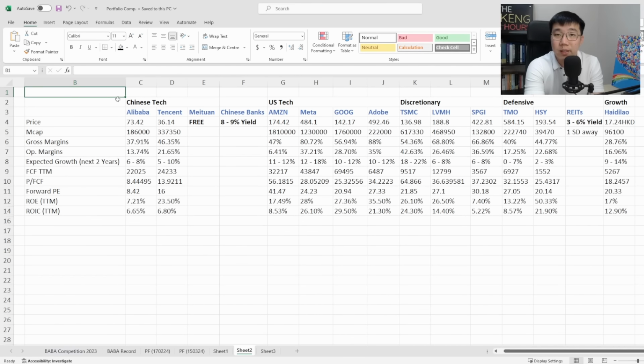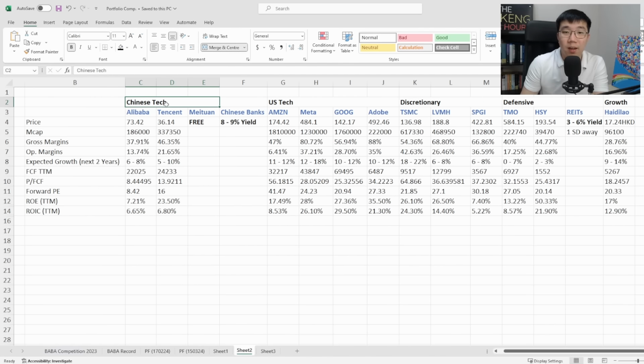So this is basically the bird's eye view of the individual positions in my portfolio today and some of the important metrics that I track, specifically gross margins, operating margins, the price to free cash flow, and the forward PE, which are valuation metrics, and business metrics like ROE and ROIC. And you can see there are 7 specific categories: Chinese tech, Chinese banks, US tech, discretionary, defensive, REITs, and growth.